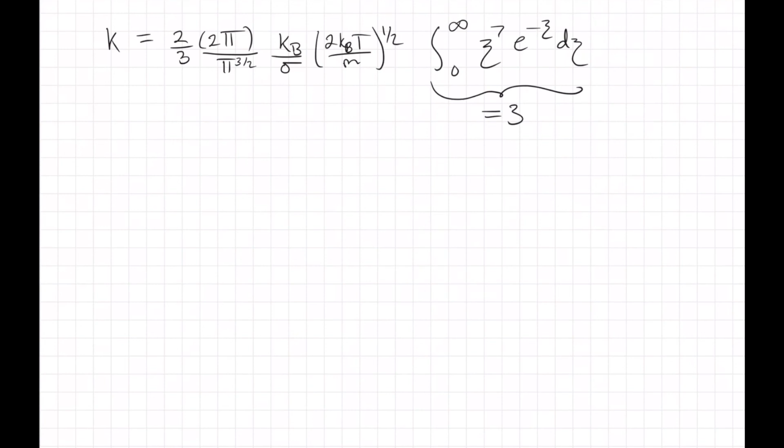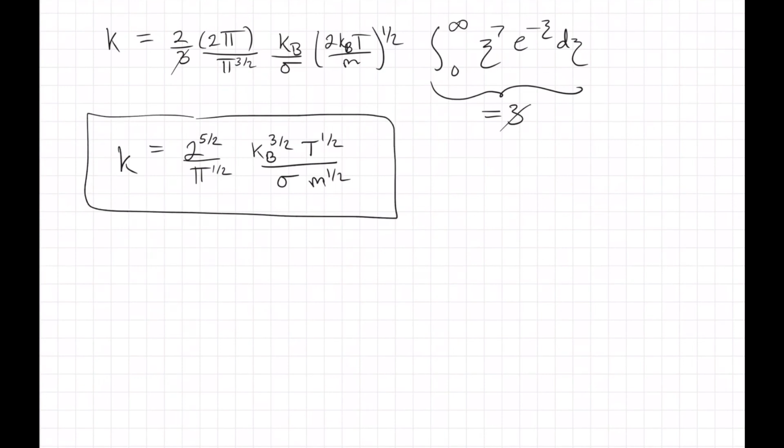And then all that's left to do is collect all of the things together and make sure we're not double counting. So there's 2 to the power 5/2. It looks like the pi is to the 1/2 power. And a kb to the 3/2 power times T to the half over scattering cross section and m to the half. Whew.